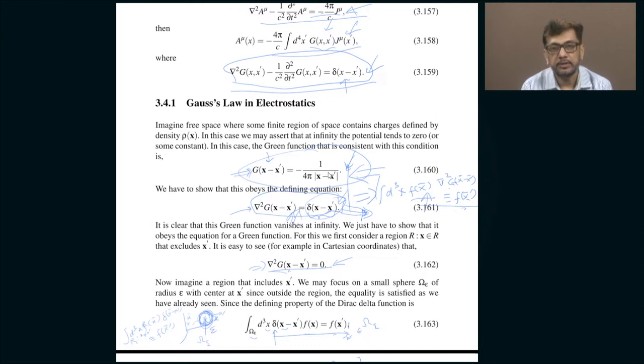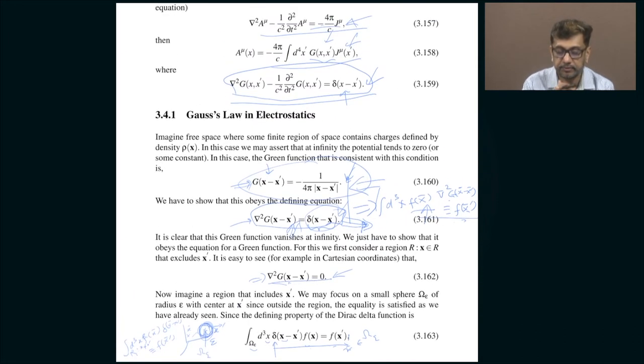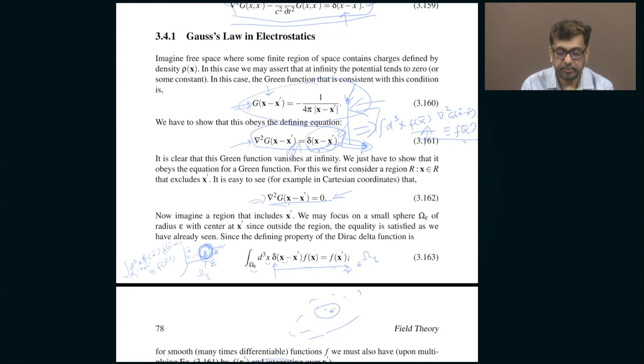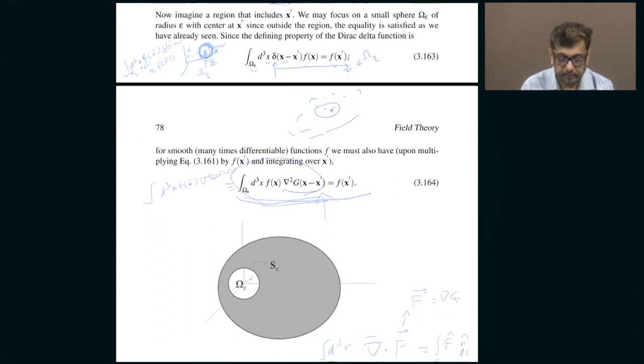It is easy to prove it is 0, but then 0 is the wrong answer when x can be equal to x dash. If x can never be equal to x dash, then 0 is the right answer. But there are many situations where x is as close to x dash as you want, in which case you have to be careful. So that is why you have to carefully prove that it is actually Dirac delta of x minus x dash and not anything else. To prove that, you have to do all this.